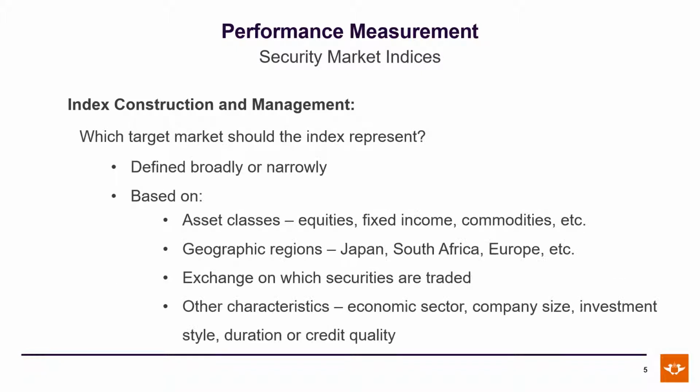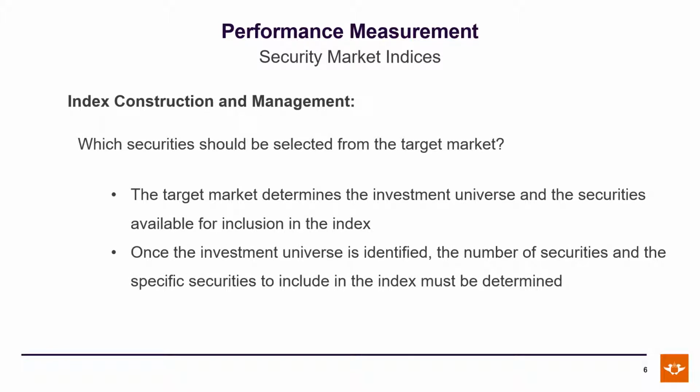When deciding which target market the index should represent, consideration needs to be given to whether you're going to use a broad definition or define it very narrowly. Is it going to be based on asset classes, geographic regions, the exchanges on which securities are traded, or any other characteristics? In deciding which securities should be selected from the target market, the target market determines the investment universe and the securities available for inclusion. And once that investment universe is identified, the number of securities and the specific securities to be included in the index must be determined.